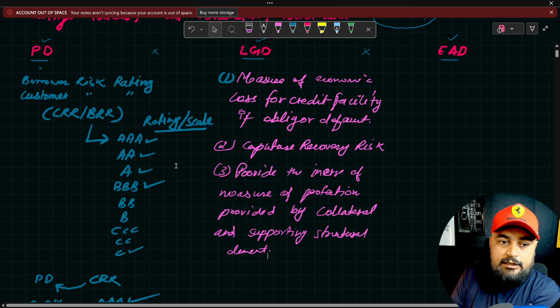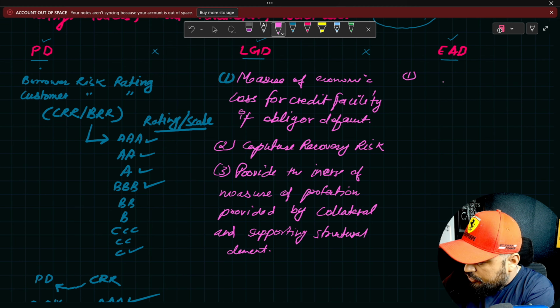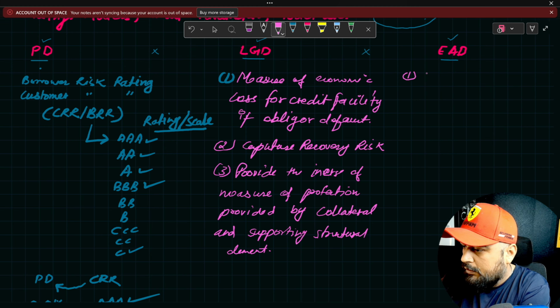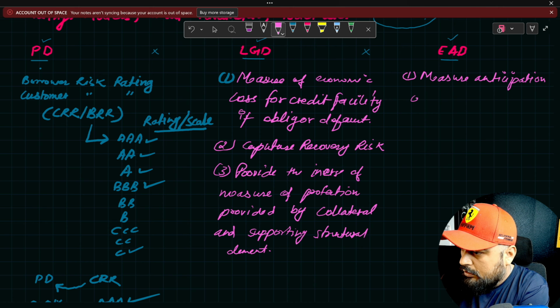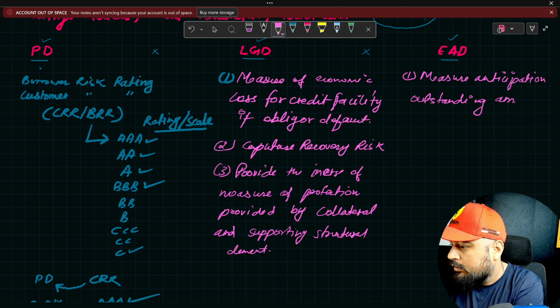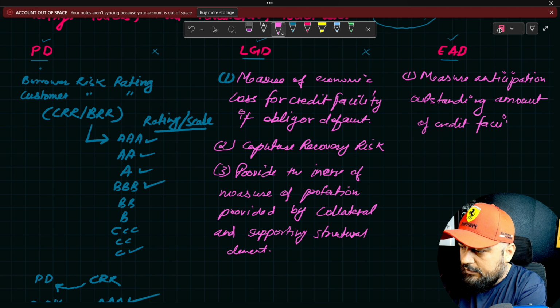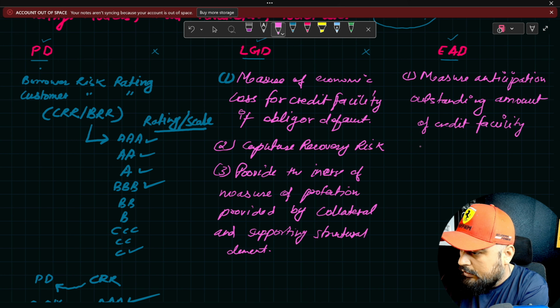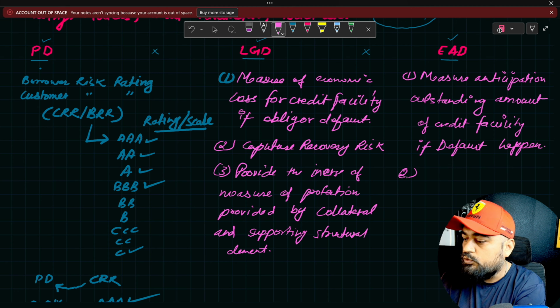Now let's talk about EAD. EAD stands for exposure at default. Obviously this measures the anticipation. It basically measures the anticipated outstanding amount of a credit facility if default happens. So this statement completely justifies the use of EAD.